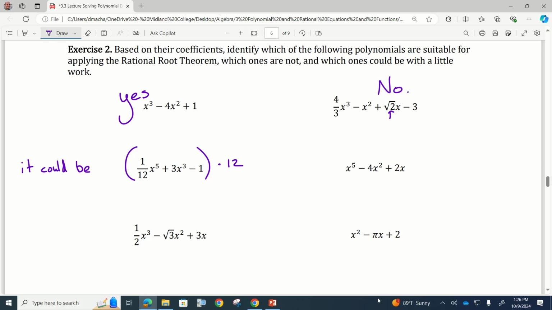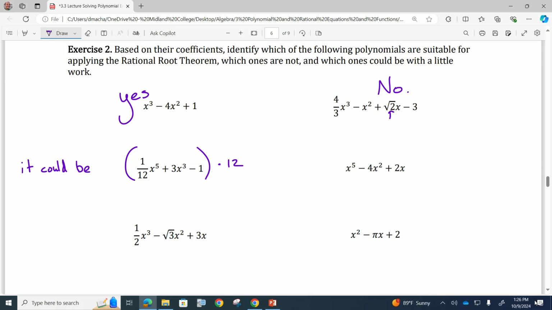Okay. If I were going to use the rational root theorem, I list the factors of the constant term divided by the factors of the leading coefficient. What's my constant term? Yeah. There's not a constant term here. So if I tried to use the rational root theorem, I'm just going to get 0.